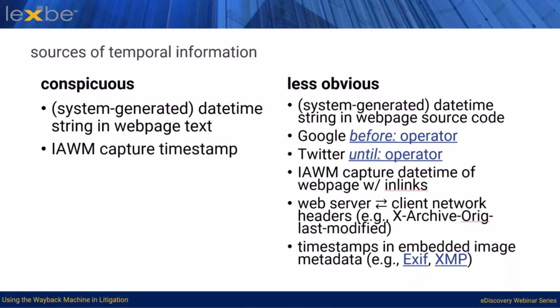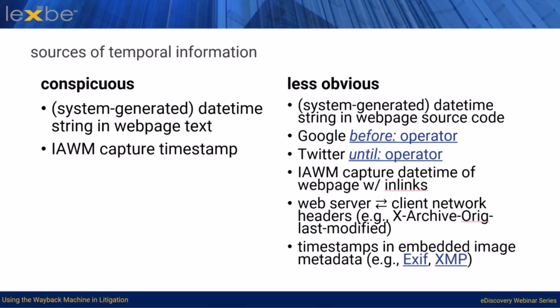Other sources are less obvious. There may be system-generated timestamps viewable in the web page source code. Google and Twitter allow for searching using date operators that filter returned results to those before a specific date. Using the Wayback Machine, it is possible to canvass the capture timestamps of web pages linking to another web resource.